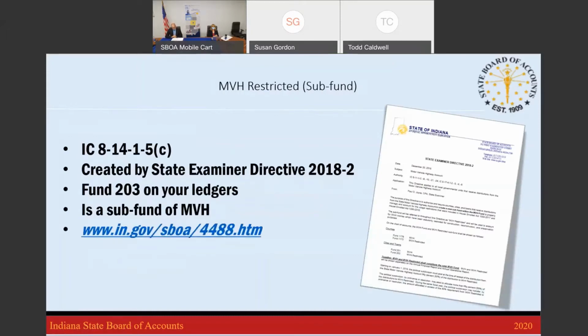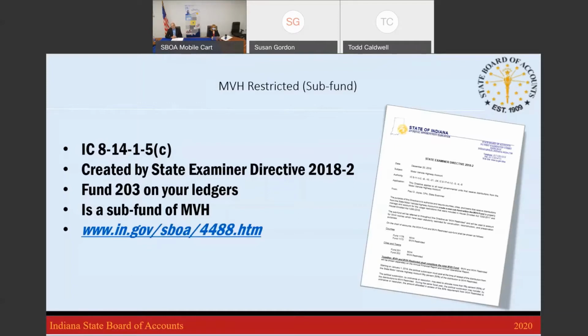Indiana Code 8-14-1-5C was a new addition to the statute in 2018, and it requires cities and towns to use at least 50% of their MVH allocations for construction, reconstruction, and preservation.